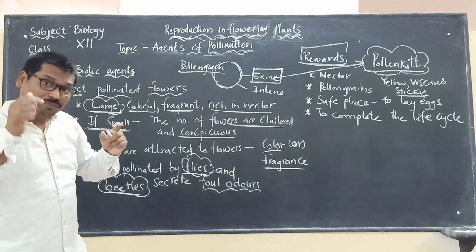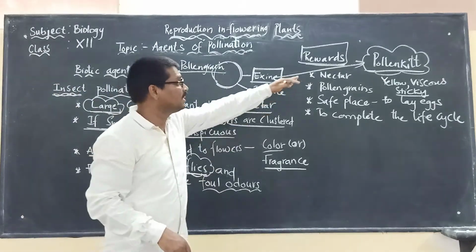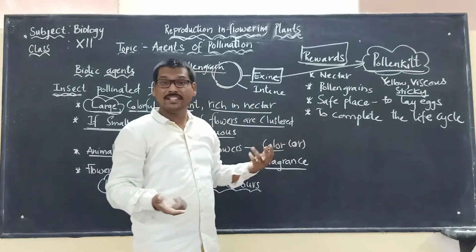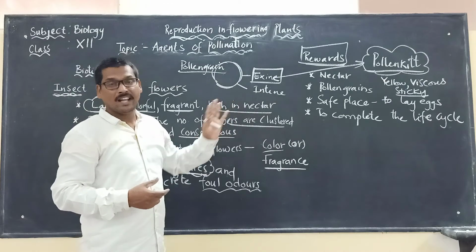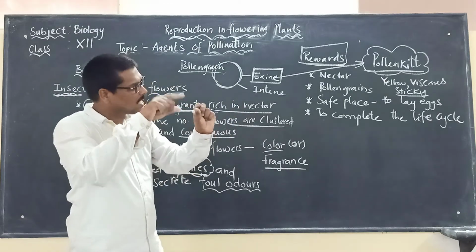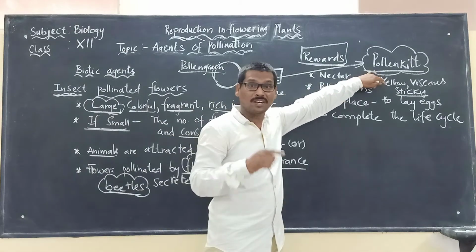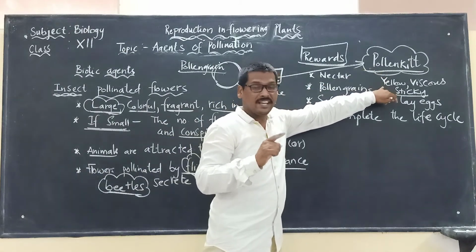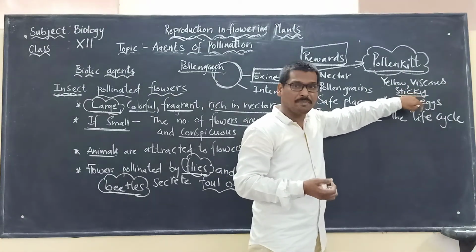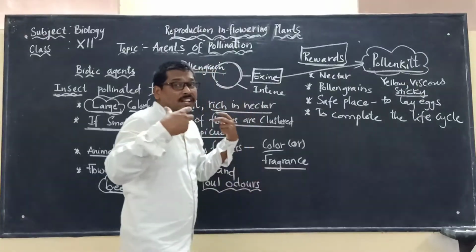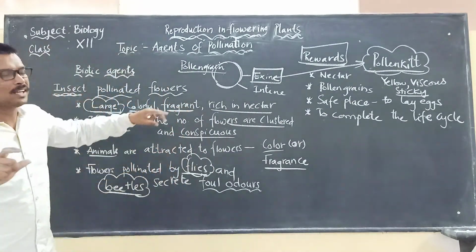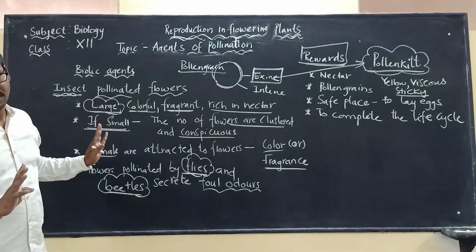But the main reason why these insects are visiting may be nectar, pollen grains, or a safe place to lay eggs and to complete the life cycle. But during this period of time, what is happening? The pollen grains have a covering called what? Pollen kit. What is this pollen kit? It is a chemical substance which is yellow, viscous and sticky in nature. Because of this chemical substance, the pollen grains will easily stick onto the body of the insects, and the insects will be carrying these to the other flowers. Is it clear?